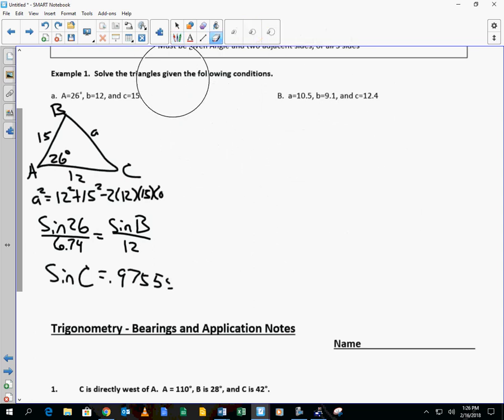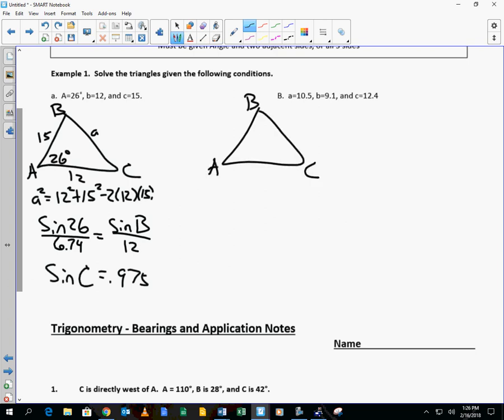Good work. Last example. Triangle A, B, C. What kind of triangle we got here? Side, side, side. Did side, side, side work in your geometry congruence theorems? It sure did, and we can use it here. We're going to use the law of cosines. We just have to decide which one we start for.